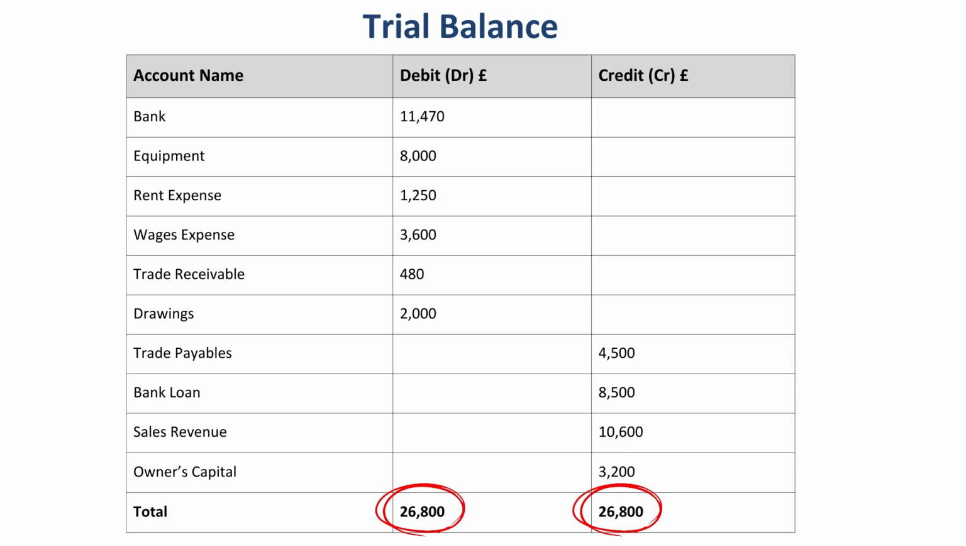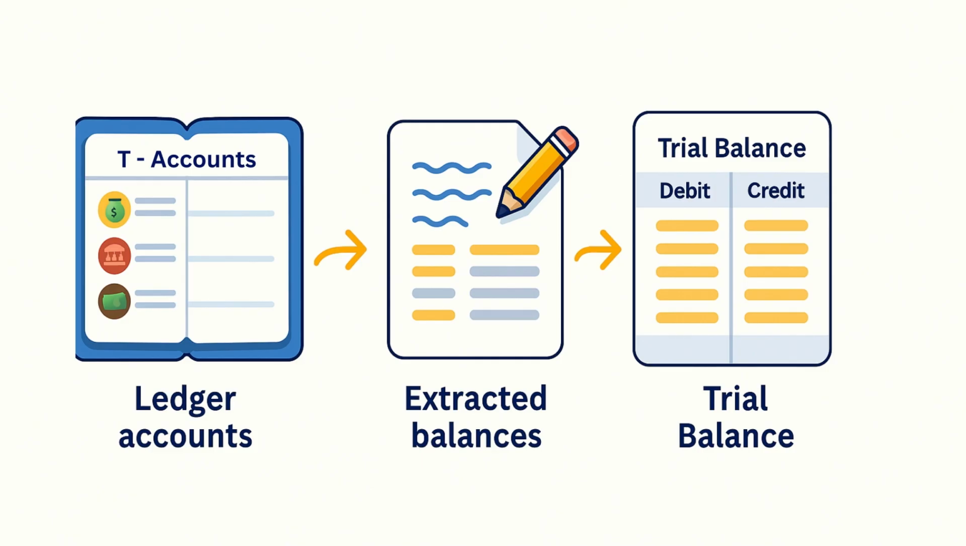Both sides total £26,800, so the trial balance agrees. Let's prepare a full trial balance from start to finish. We'll begin with a set of ledger accounts, extract the balances, and build the trial balance.